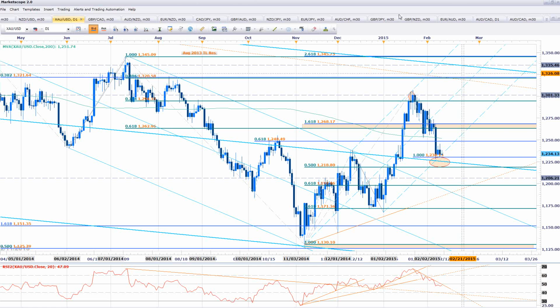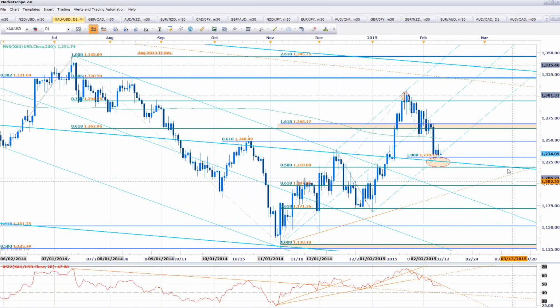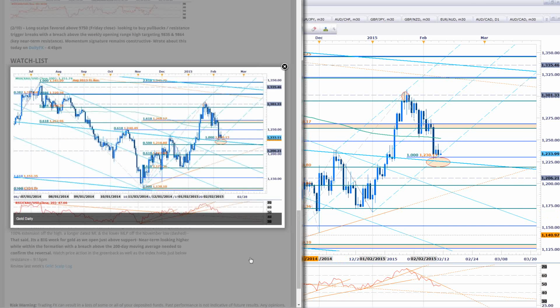So watch that 1230, 1220 region of support near term. Like I said in the report, guys, on SB on Tuesday, really you need to see a break above the 200-day moving average, this region right here, to get back on the constructive side, or at least to alleviate that downside. We'll call that the bearish invalidation level near term.